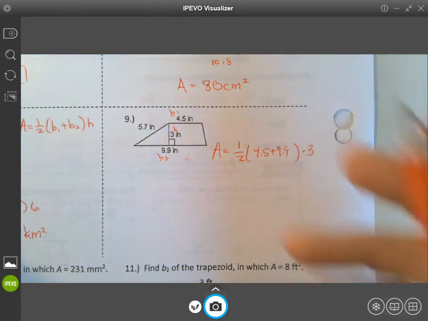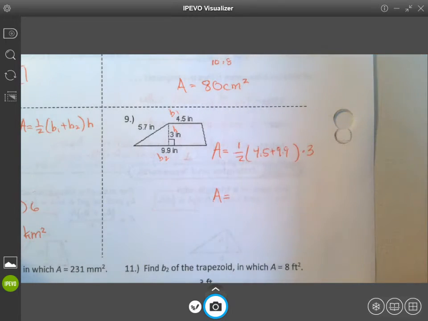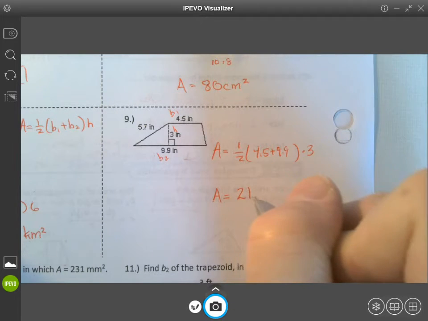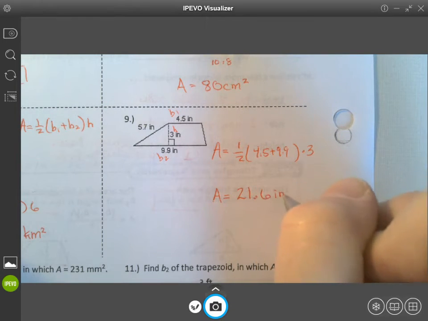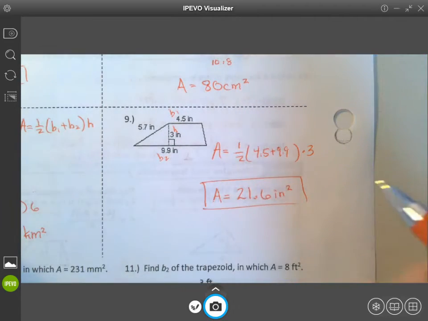All right, what do we get, folks? Throw that in the calculator. I mean, you could do the longhand math. Should be 21.6 inches squared. Yeah? All right.